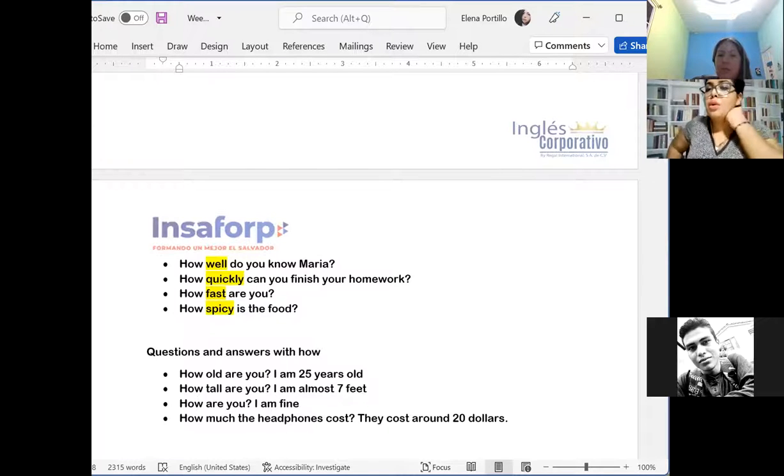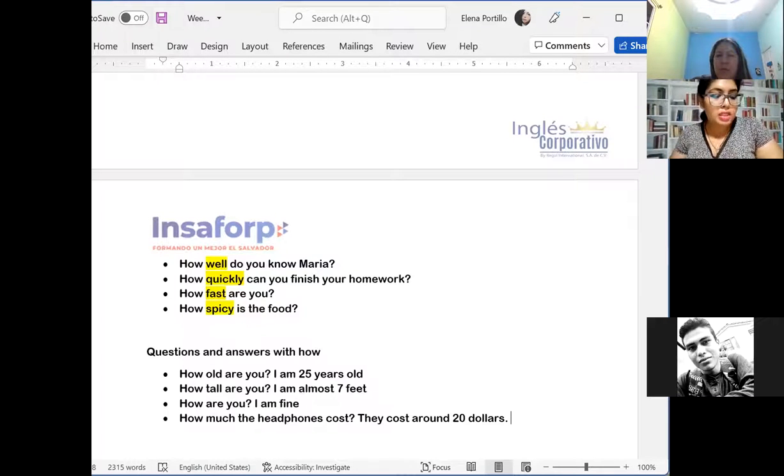So in this case, we have some very, very common questions that we ask when we are beginning this process of learning a new language. And in this case, we have these four. Maybe the last one is not very common, but we can use it to ask for the price of something. So the first three questions are very common in the learning process. How old are you? How tall are you? And how are you are very common. They are very easy questions.